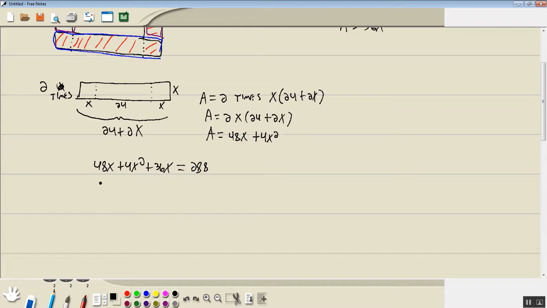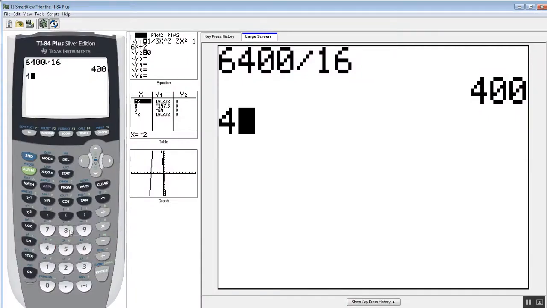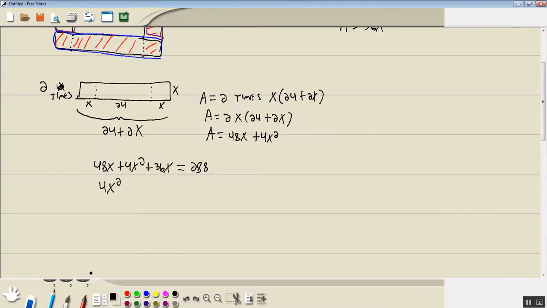Okay, so we got 4x squared, 48 plus 36. What world is that? 48 plus 36, 84x. And I'll bring the 288 over, minus 288 equals 0. Now I can factor a 4 out, and that gives me x squared plus 21x minus 72 is equal to 0.